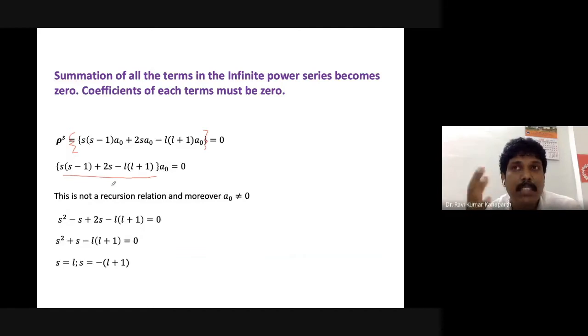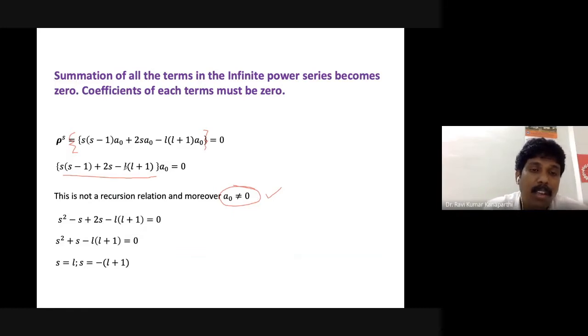All the coefficients in the power series become 0. Therefore, we will try to prove this in the next step. For the time being, we accept this: a naught cannot be 0. I will explain why it cannot be 0, but for the time being, accept it.